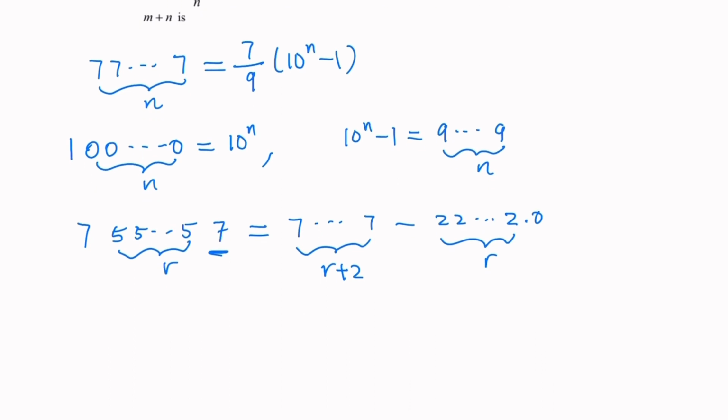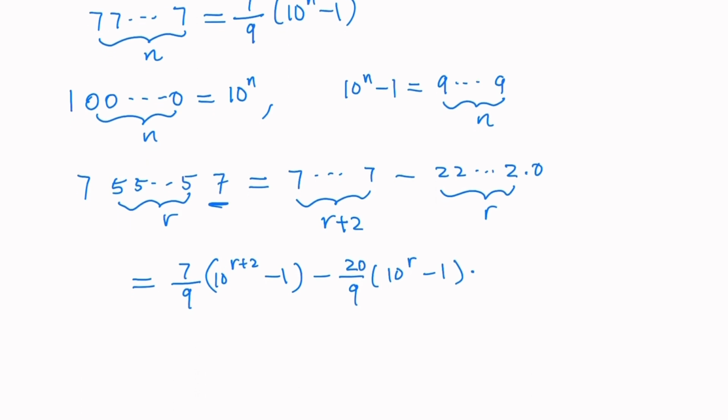So you can plug in the formula here now. This one would equal, the first term, you know that's 7 over 9 times 10 to the r plus 2's power minus 1. And then you minus 2. Using similar logic, for a bunch of 2s, we can just change this to 2 over 9 times 10 to the r's power minus 1. However, you're going to have a 0 at the end, so you have times 10. Let's change this to 20 times. Alright, so let's simplify this algebra here.